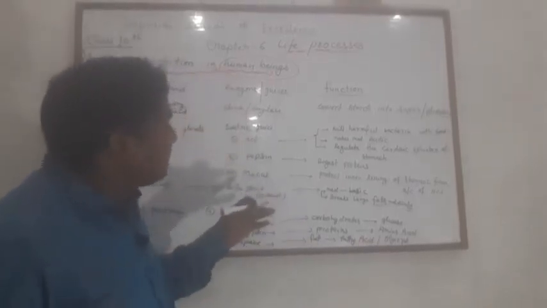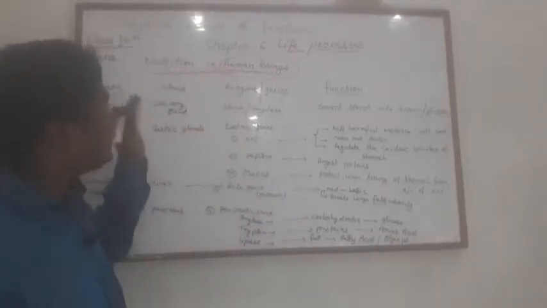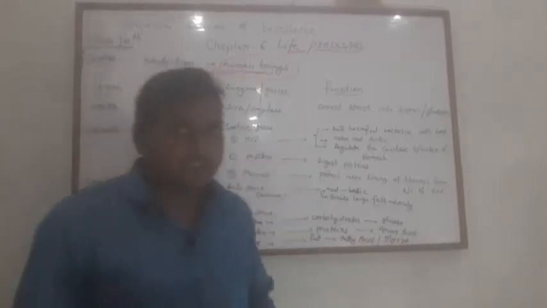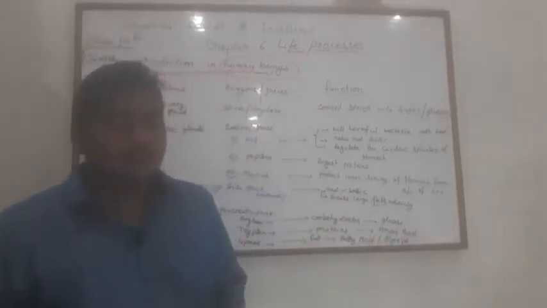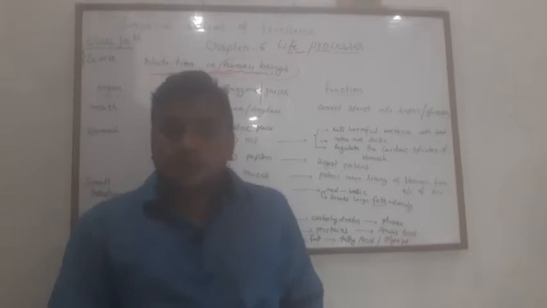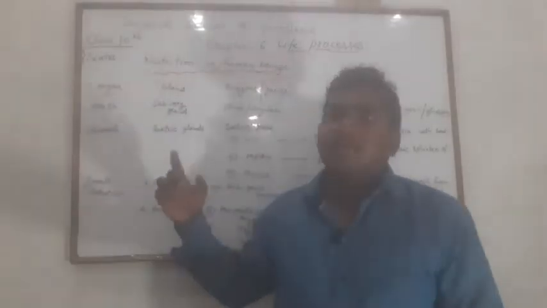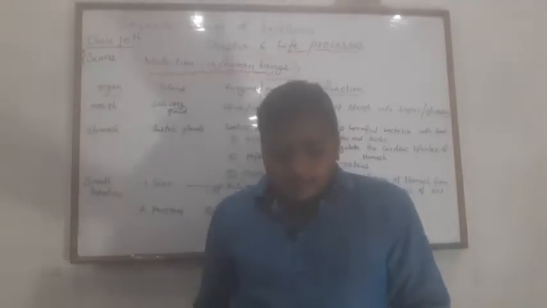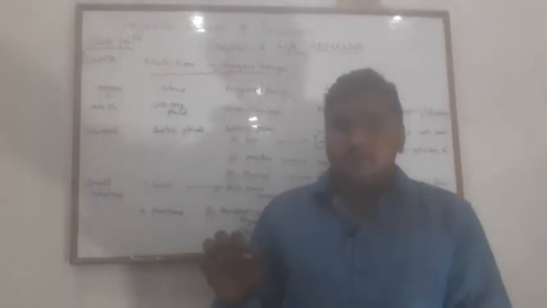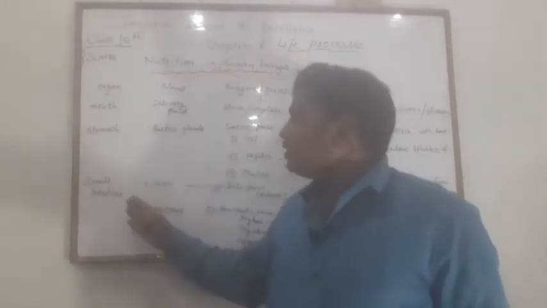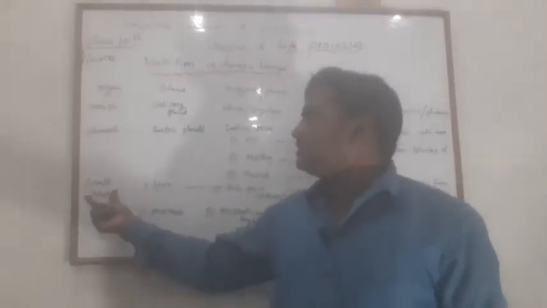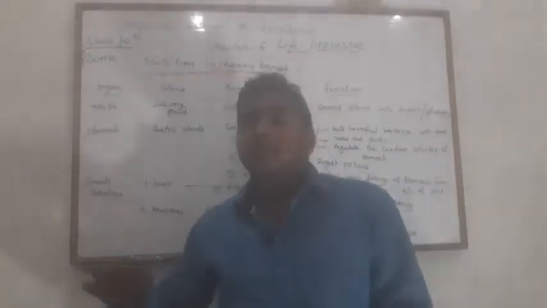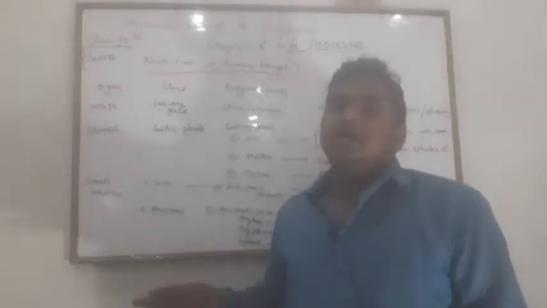So now in this kind of nutrition, what are the basic steps? The first step is ingestion, taking the food in. In human beings, ingestion happens from the mouth. Another thing, digestion. Digestion happens in the stomach and small intestine. Another thing, absorption. Absorption happens in the small intestine in human beings. We will study in detail what happens where in this nutrition.